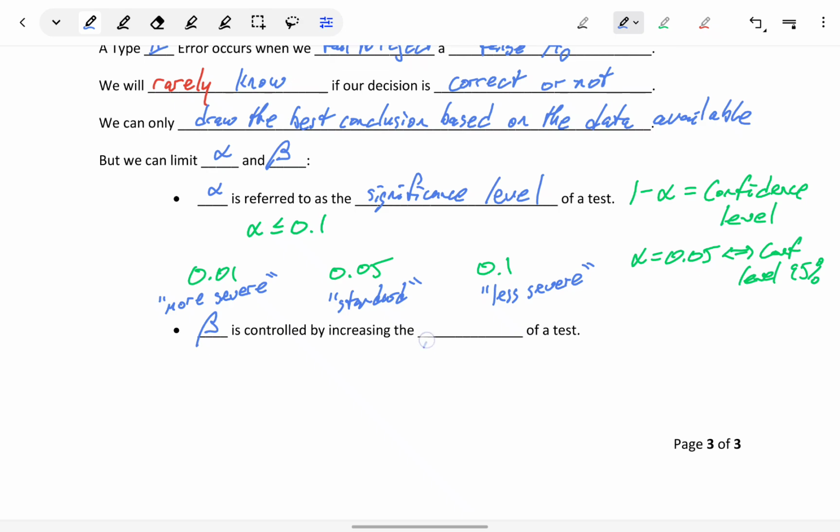Beta is controlled by increasing what's referred to as the power of a test. Power is a more complicated concept. We won't go into it much, but one way to increase the power of a test is to increase the sample size. The larger our sample or the more data values that we're considering, the more power our test has. That's a good thing. It's reducing error. There are some test options that can increase the power of a test. Those are a bit beyond the scope of this course, but there are other opportunities out there. And another option is to increase our value for alpha.